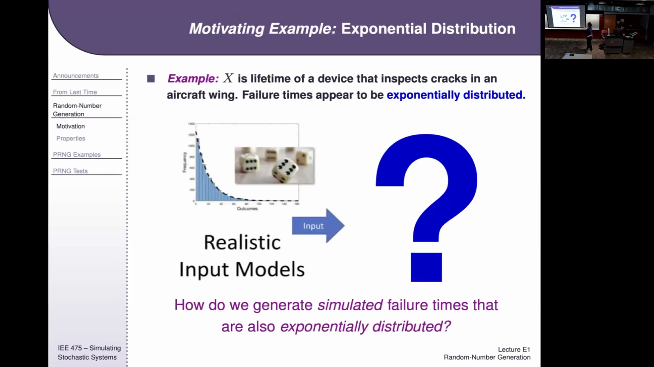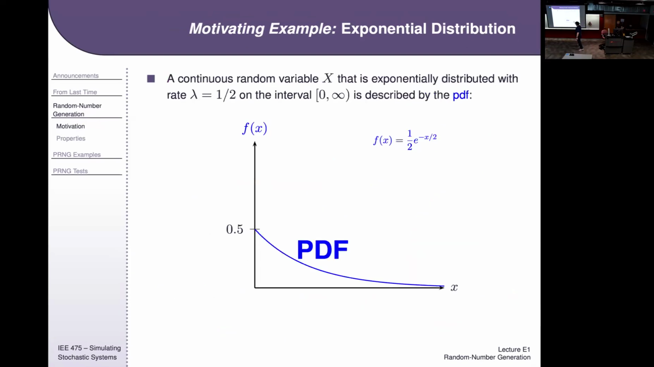So, if I say that X is the lifetime of a device that inspects cracks and it's exponentially distributed, fine, if that's a realistic input model, great. But then how do I generate that exponentially distributed failure time so that when I'm simulating these inspection processes on the computer, it generates failure times that sometimes are low, sometimes are high, but overall have the right distribution? This is the density function that I would like to simulate, my exponential density with this mean.